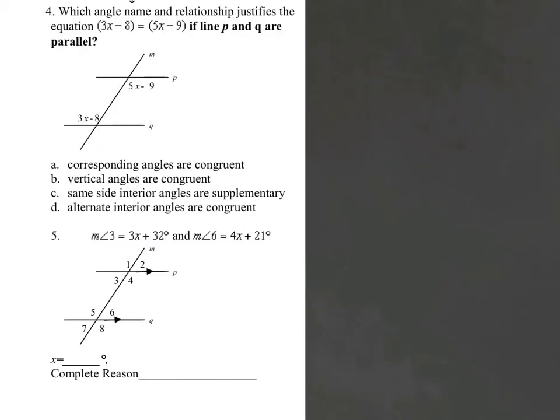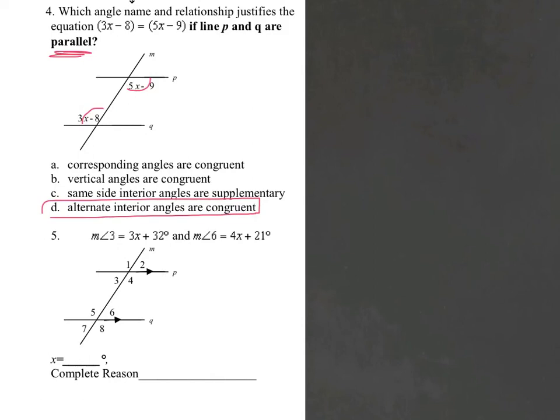So for these guys here, we are asking about which angle name justifies this equation, and so the equation is that they're equal to each other, and these guys, hopefully you recognize them as alternate interior angles. And so since they are parallel, that's what they told us up here, then the alternate interior angles are going to be congruent to each other. But again, we got to know that they're parallel.